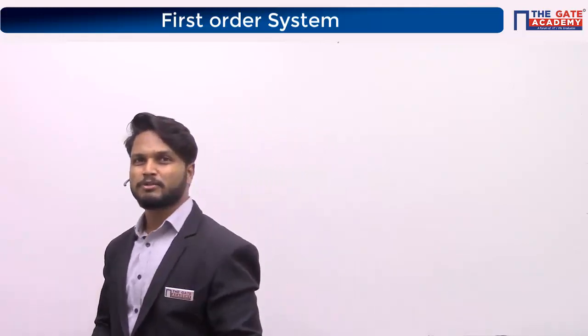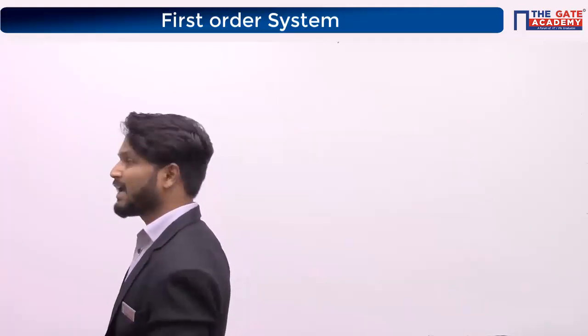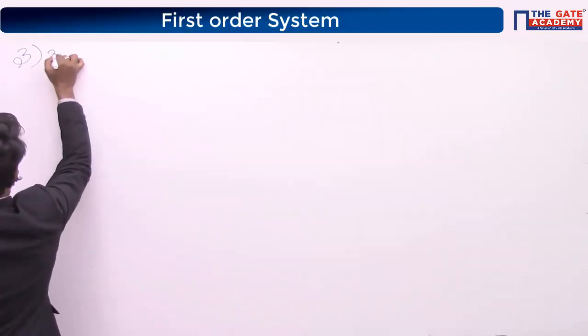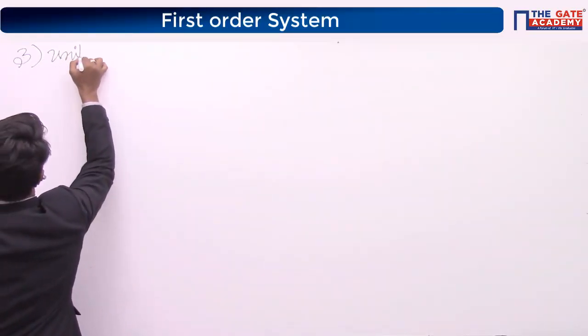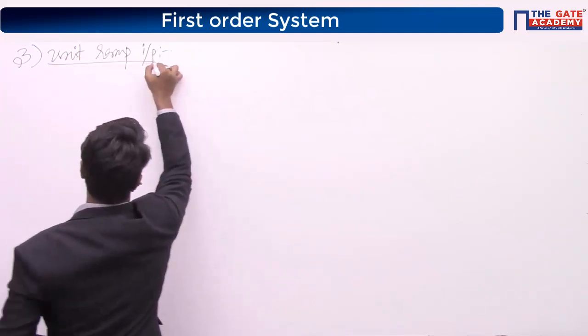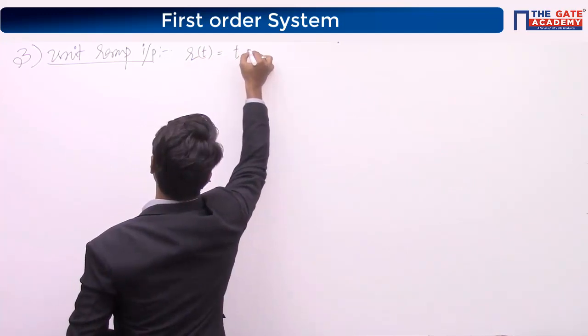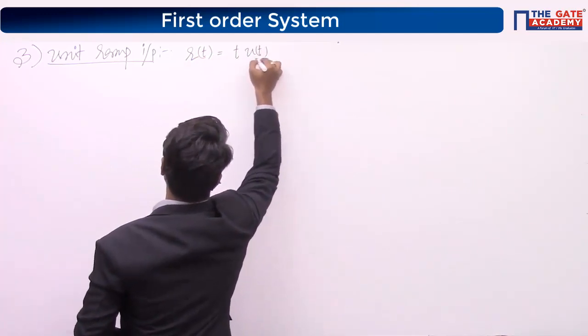So see here, we have studied the response of the system for two different inputs, right? Impulse input and step input. Let us study the response of the system for a ramp input. For a unit ramp input, R of t is equal to t times u of t. Yes or no?